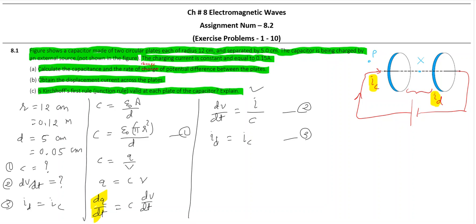And what about Kirchhoff's rule? Yes, it is very much applicable. IC and ID both are the same. Whatever is the effect of IC at some point outside the wire, the same is the effect of ID at some point between the two plates of the capacitor, and hence the two should have the same value. Thank you.